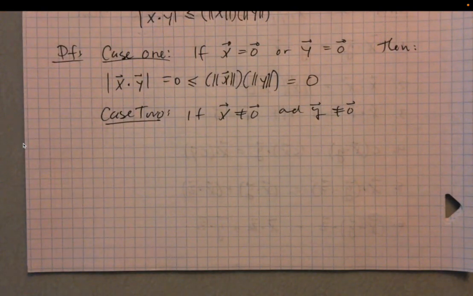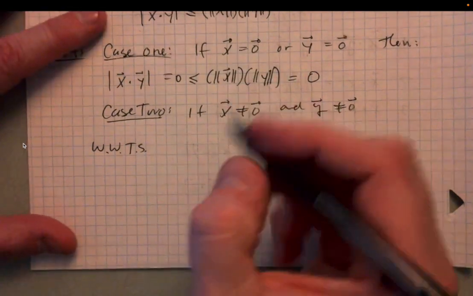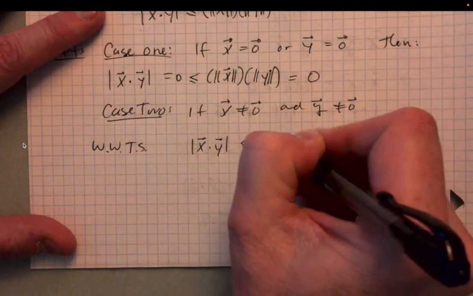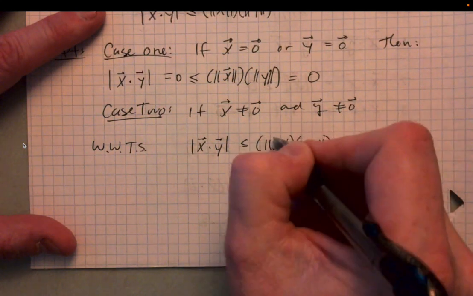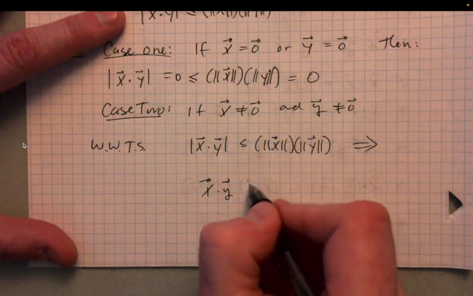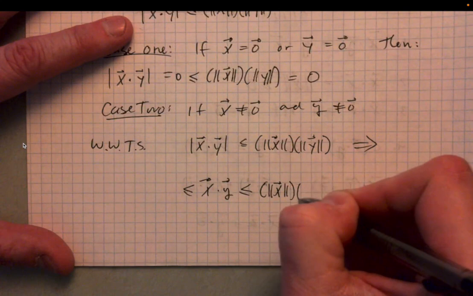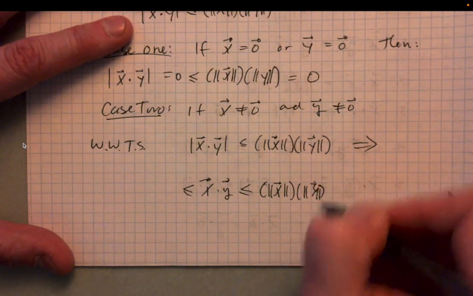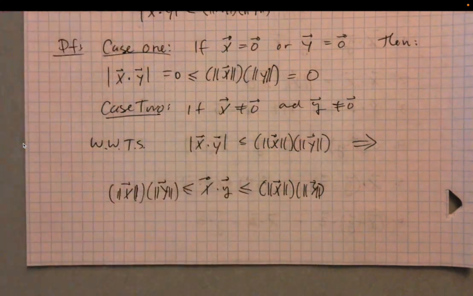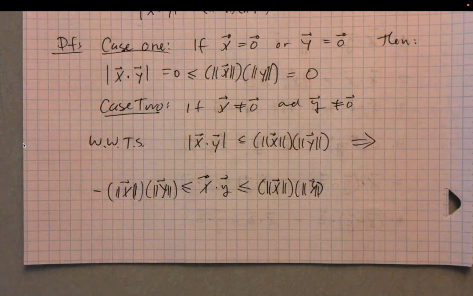Then what happens? Well, what are we trying to show here? We wish to show that the absolute value of x dot y is less than or equal to the product of the norms of the two vectors. Another way to say that is to say that x dot y is between negative this and this. Oops, I keep writing this really sloppy. Oh, and sorry, this should say negative. There we go.